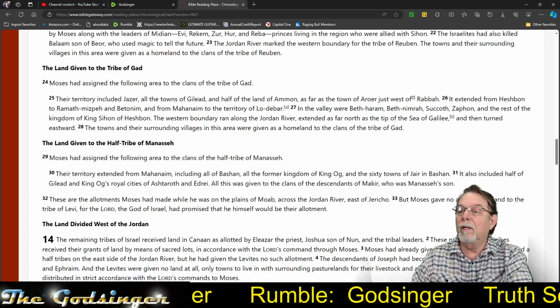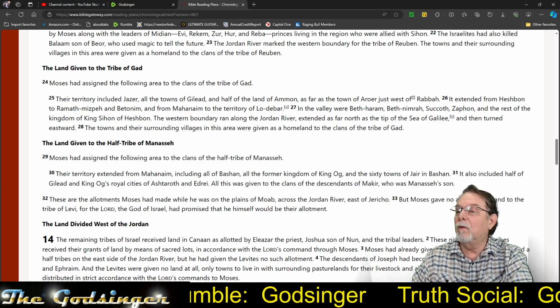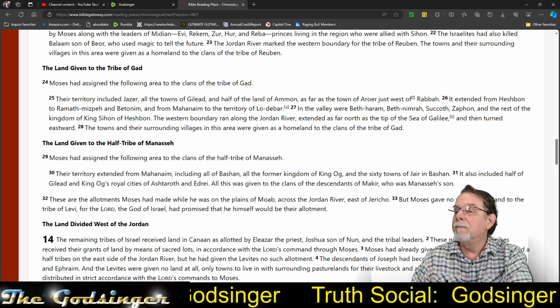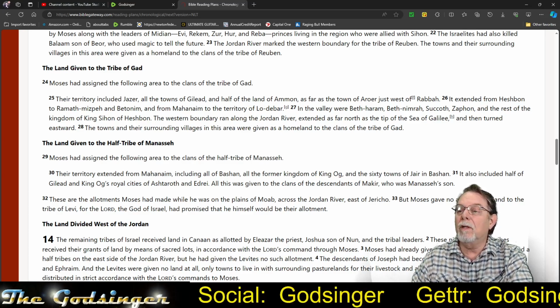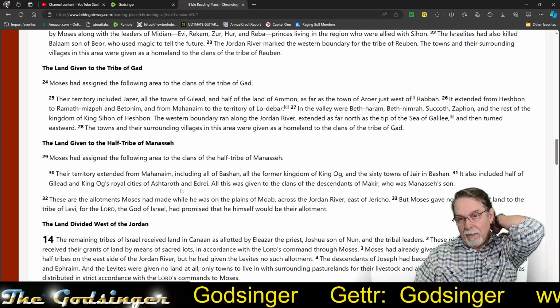The western boundary ran along the Jordan River, extended as far north as the tip of the Sea of Galilee, and then turned eastward. The towns and their surrounding villages in this area were given as homeland to the clans of the tribe of Gad.